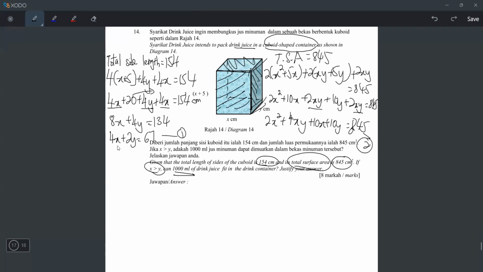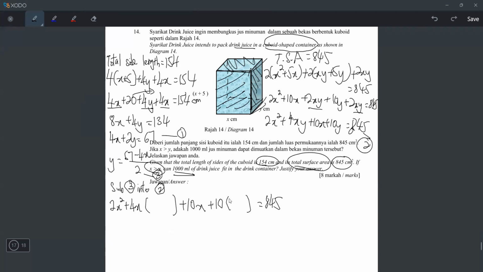So I should make one variable the subject. Actually making y the subject is better because I see that the x have to square already. Actually you make x the subject also can. So y equals to what? 67 plus 4x, move to become minus 4x, times 2 become divide 2. So this is equation 3. And then I'll write substitute 3 into 2. So my equation 2 is this one, right? 2x squared plus 4xy plus 10x plus 10y equals 845. y is 67 minus 4x over 2.